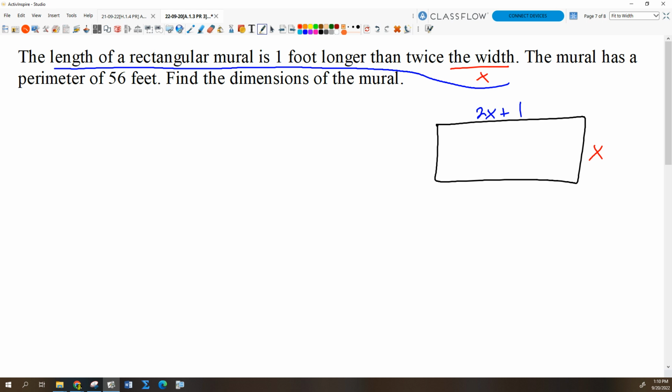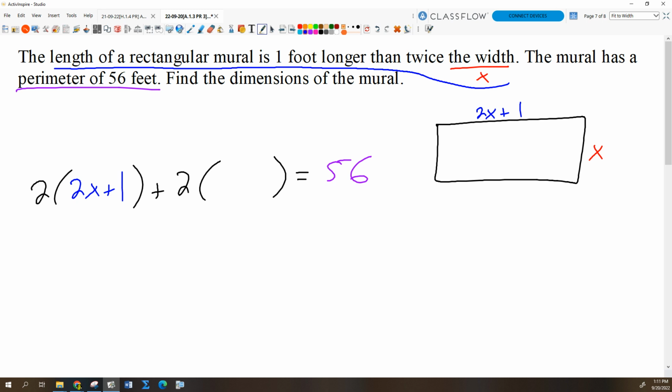56. How do you calculate perimeter? Okay, add up all the sides. So I'm adding up 2 of the widths and 2 of the lengths. Agreed? Okay, so then wouldn't I just get something like this? 2 times length plus 2 times width equals perimeter, which is 56 feet. So 2 times my 2x plus 1, which is the length, plus 2 times x, which is my width, equals 56, right? Is that tough?